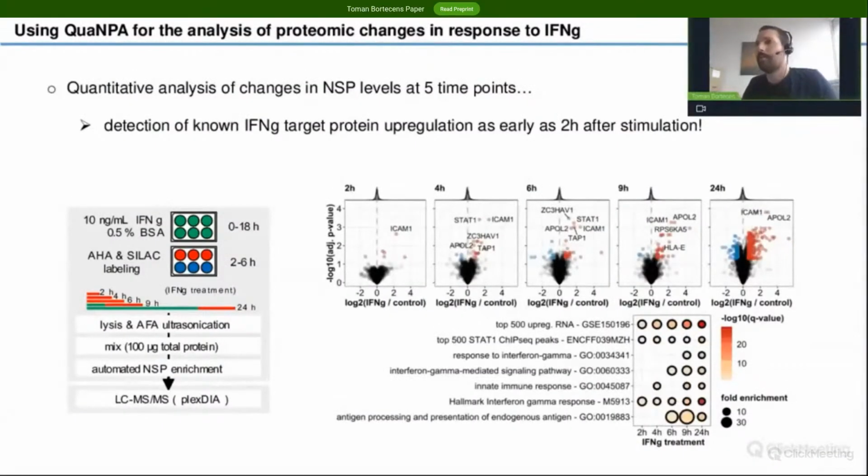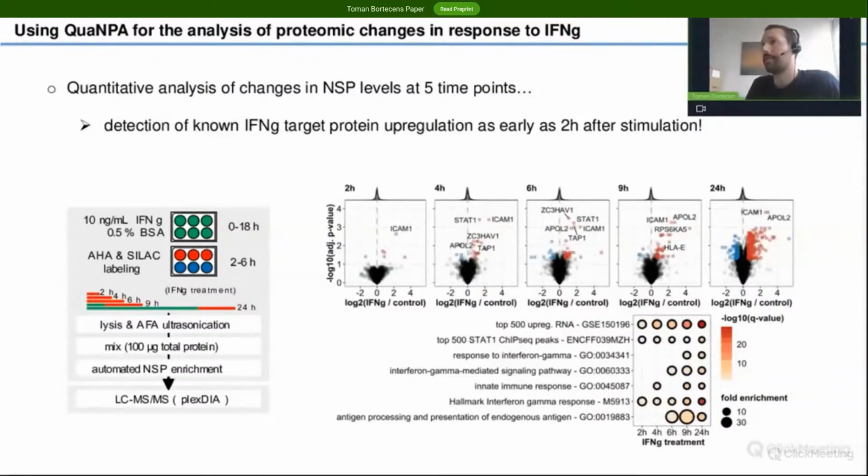Finally, I would like to show one more piece of data where, now having established this optimized workflow, we applied it for the study of essentially a well-studied system to further add validity to the kind of data that we produce. For this, we treated HeLa cells with interferon gamma, a signaling protein from the immune system, and we measured the changes in the newly synthesized proteome at 5 different time points.